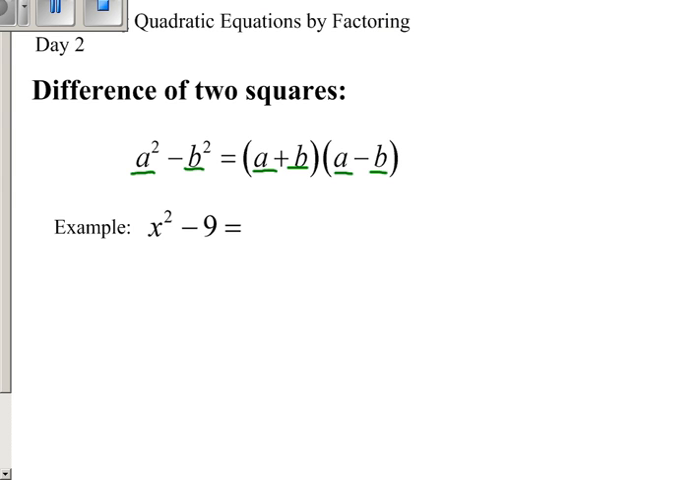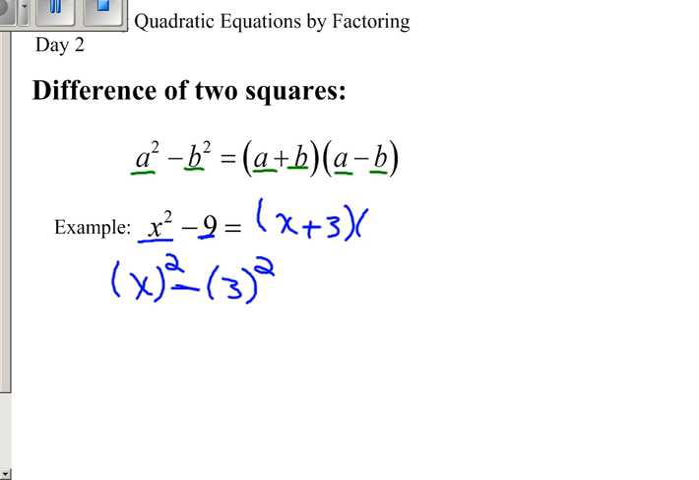So let's look at our first example and see how this works. X squared. Is x squared a perfect square? Yes, it's the variable x squared. The second one, number 9. Is 9 a perfect square? Yes, it's 3 squared. Notice this is a difference of two squares. We're not able to factor the sum of two squares right now, but we can factor the difference of two squares. So my answer is x plus 3, x minus 3. And that would be my final answer.